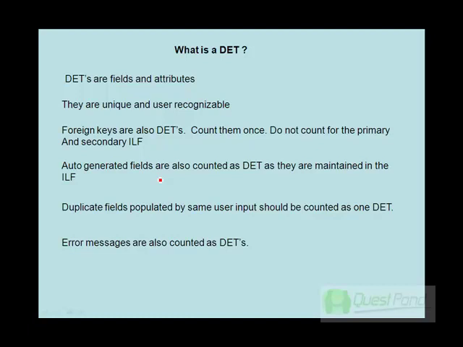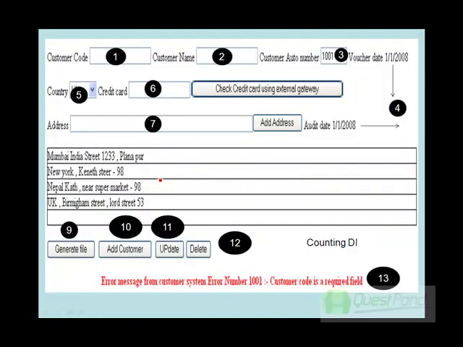Duplicate fields populated by the same user input should not be counted as DETs. For example, if you have two fields in the table which are maintained for some reason for the programming logic, and these two fields are coming from the same input text box, it should be counted as only one DET. Error messages which are displayed should also be counted as DETs.